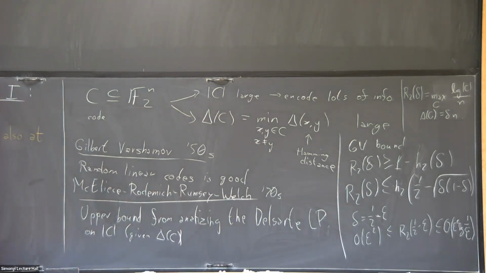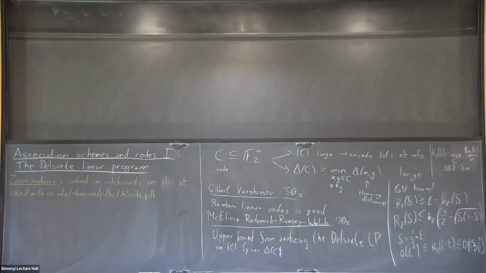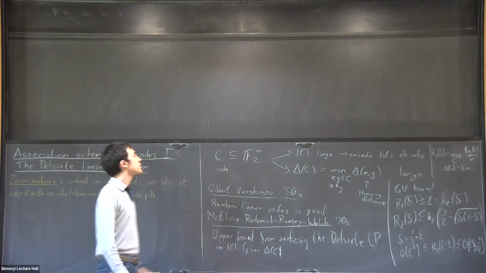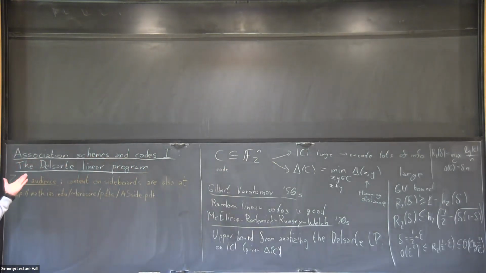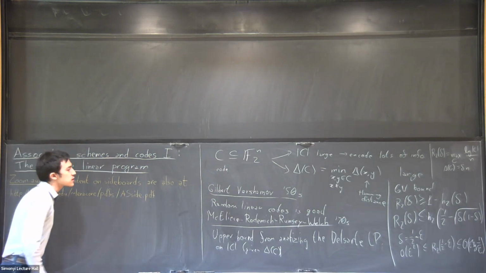Okay, so let's see what these association schemes are. As I said, the objective of this talk is to see several different perspectives on this. We're going to see this is an association scheme, then a translation scheme, then a Schurian scheme. But I need to introduce all these concepts first.